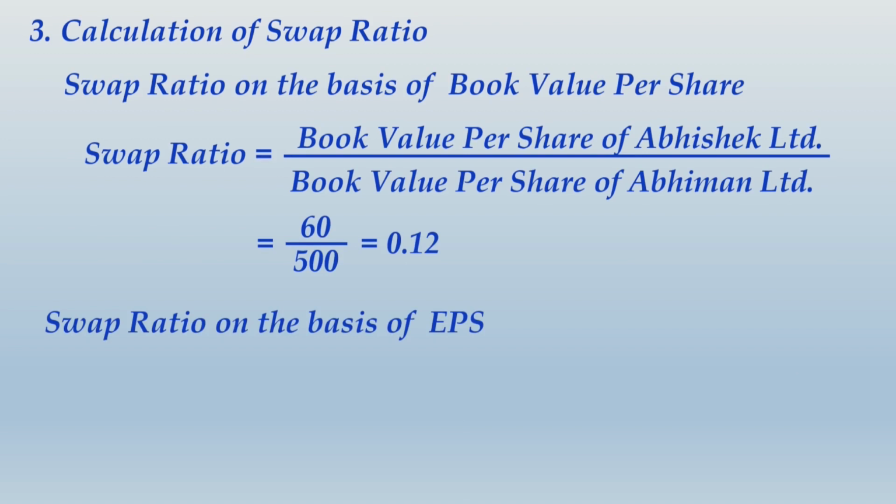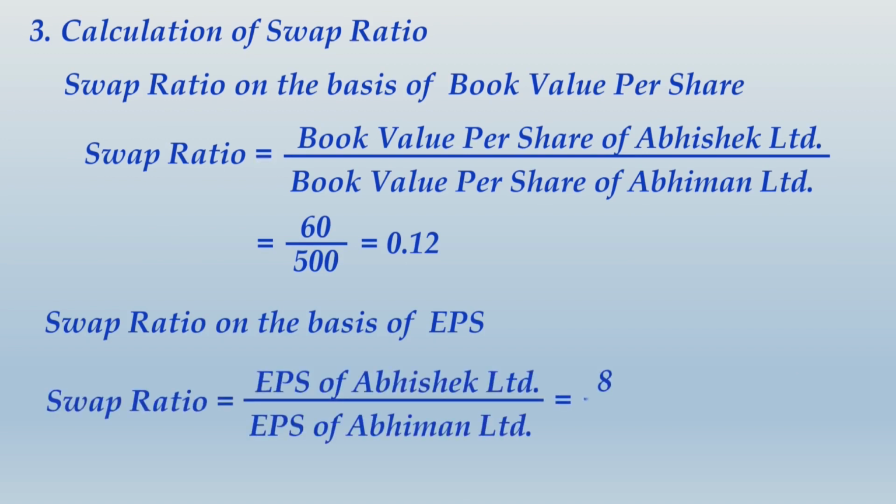Second basis is EPS. So here you will take EPS of Abhishek Limited divided by EPS of Abhiman Limited, that will be 8 by 40 or 0.2. So note down these calculations also, and then we shall move ahead.